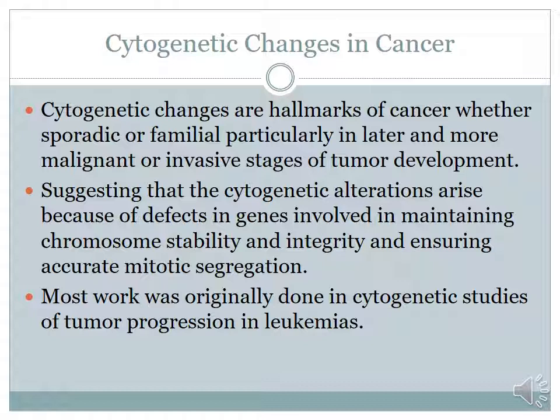Cytogenetic changes in cancer are hallmarks, whether sporadic or familial, particularly in later and more malignant or invasive stages of tumor development. What this suggests is that the cytogenetic alterations arise because there are defects in genes that are involved in maintaining chromosome stability and integrity, and in keeping the mitotic apparatus functional. Most work was originally done in cytogenetic studies of tumor progression in the leukemias.